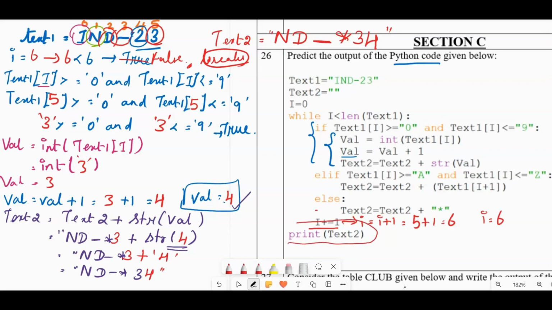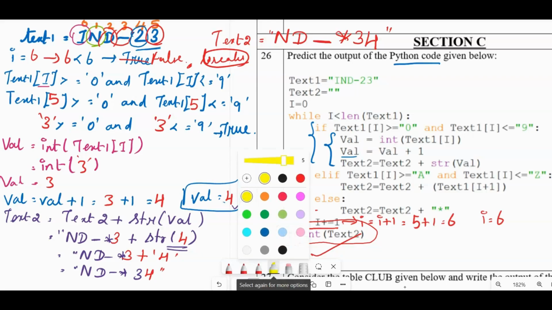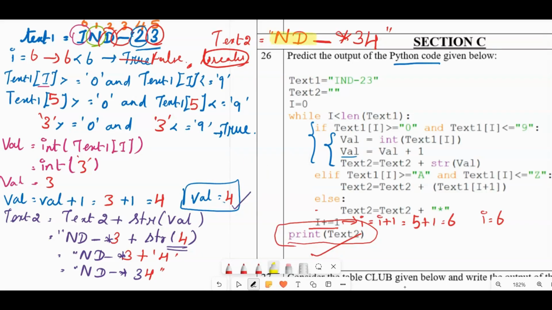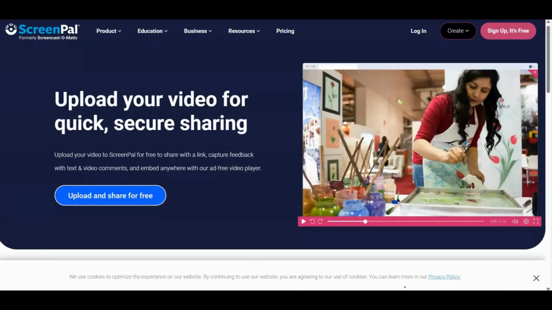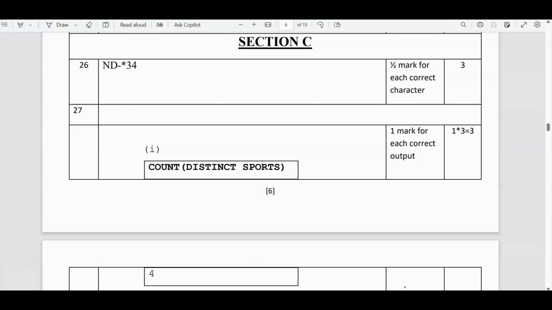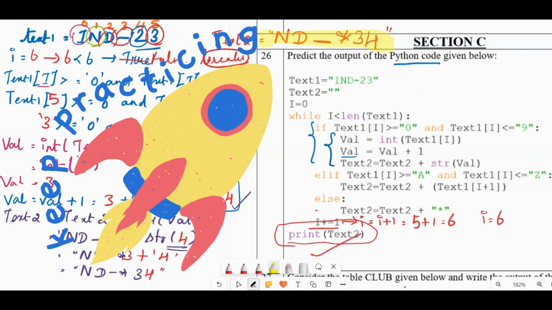By using this print function, it will be printing the final result, print text 2. So what is your final result here? I'm highlighting this text. So the final result is ND hyphen star 3 and 4. So let us see this in the marking scheme. ND hyphen star 3 and 4 is your answer.